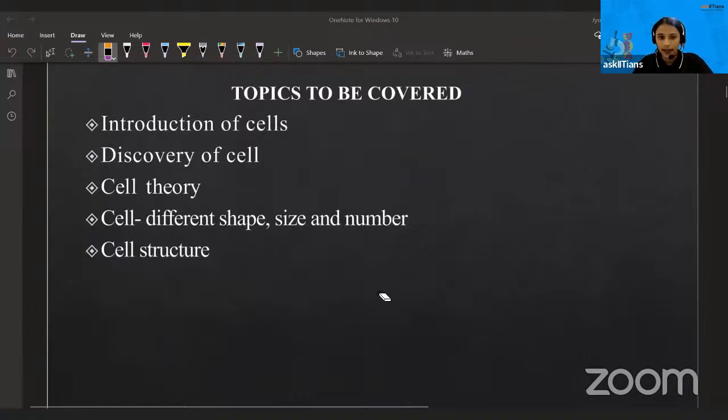What are the topics that we are going to cover? First, of course, is the introduction of the cell, then how the cell was discovered. After that we will discuss the cell theory, and then the different shapes of cells, their size and number, and finally the cell structure.